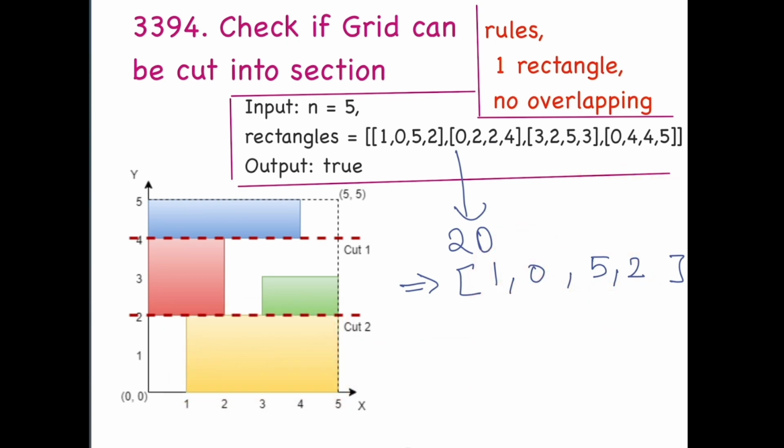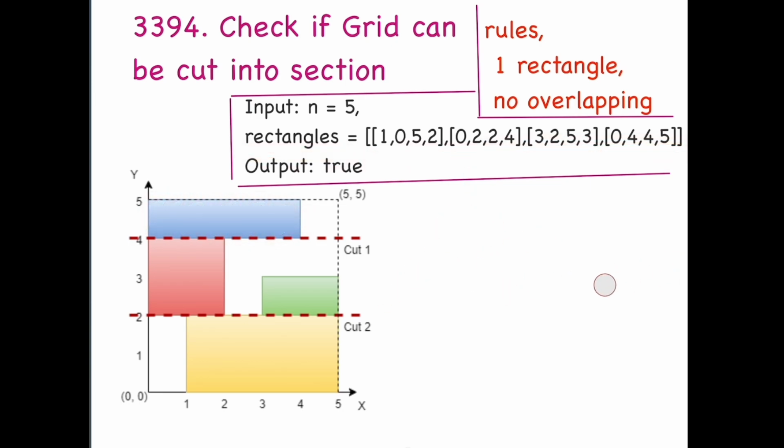We have another rectangle: 0, 2, 2, 4. So 0 comma 2 is one of the x and y coordinates. 0 comma 2 is this point, and the next coordinate is 2 comma 4, which is this particular point. So this is going to create another rectangle, and we have two rectangles now. We have another data, 3 comma 2 and 5 comma 3. 3 comma 2 is this point, and 5 comma 3 is this point. We can form a rectangle, and this is the third rectangle in our grid. And again, this is the fourth rectangle, which is this one. So this is what the input is.